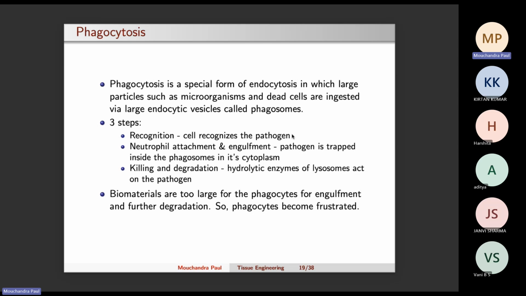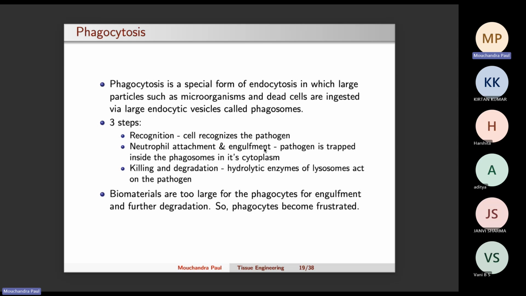Okay, so help them to recognize that it is a foreign thing, it is a pathogen. So here the recognition step will happen, but the macrophages or the phagocytic cells will take help from the components of the adaptive immunity. Then the neutrophils attach and they will engulf. The first cell type which will do the phagocytosis is the neutrophils.